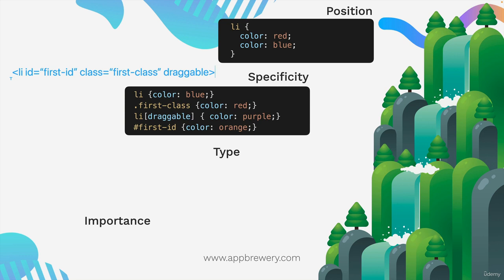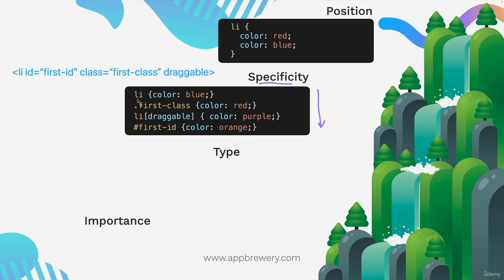And this is our opening tag for our list item element. Now, if we look at this element and we think about the different ways that we can target this element, then these 4 CSS rules will all target this particular element, but they have different specificity. And they're listed in order.